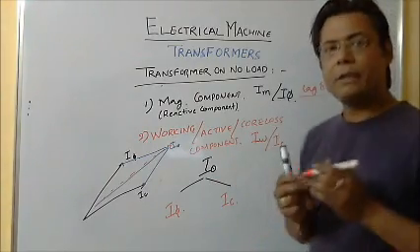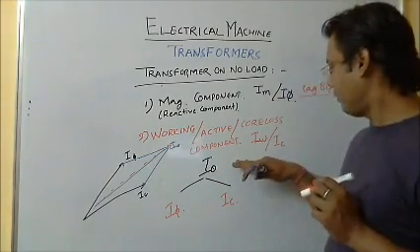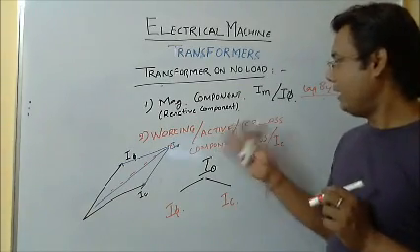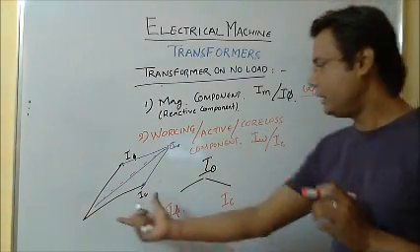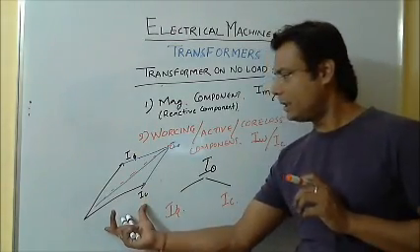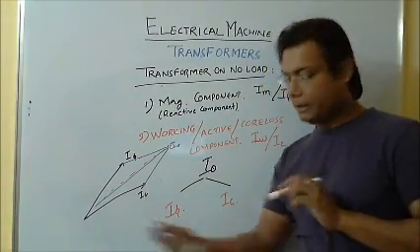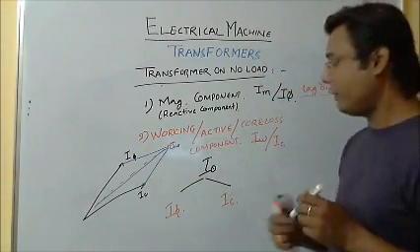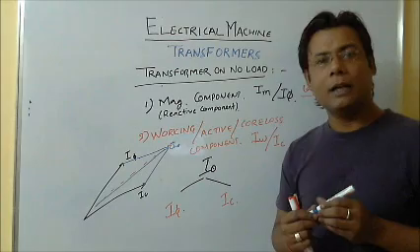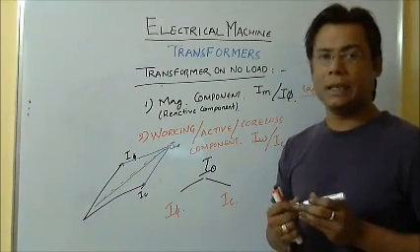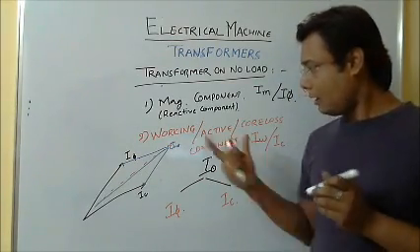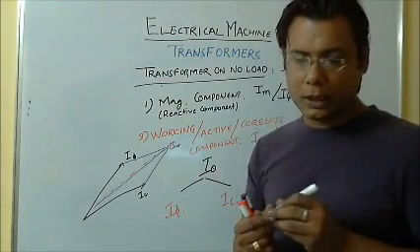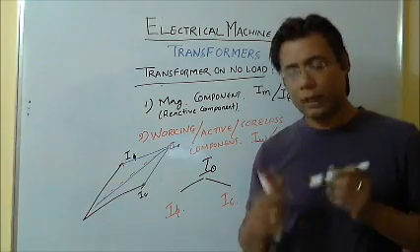And this is in phase with your voltage, which is the working or active core loss component, which I've shown in phase with this one. And what is the use of the working active loss component? It is to supply the core losses in the transformer.